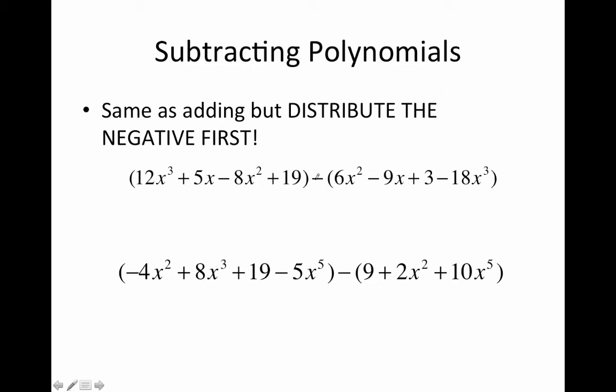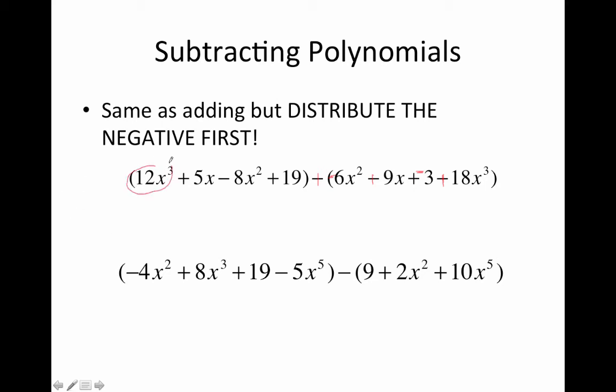In fact, what I often tell students to do is rewrite this as an adding problem, but then change every sign in the second set of parentheses and make it the opposite. So see what I did there? I made that a plus, but now this is minus 6x squared plus 9x, negative 3, and plus 18x cubed. And by doing it that way, now we just basically do what we did on the last slide.